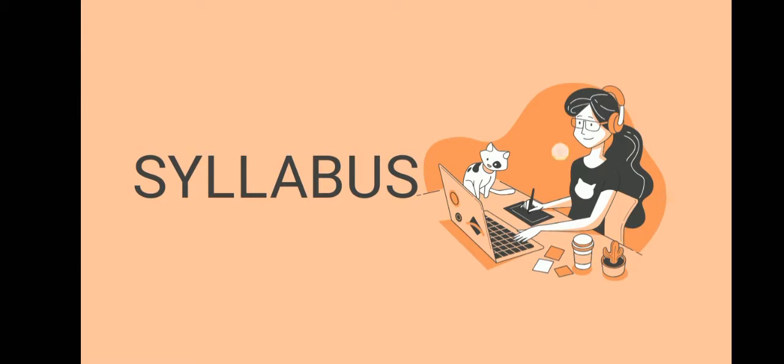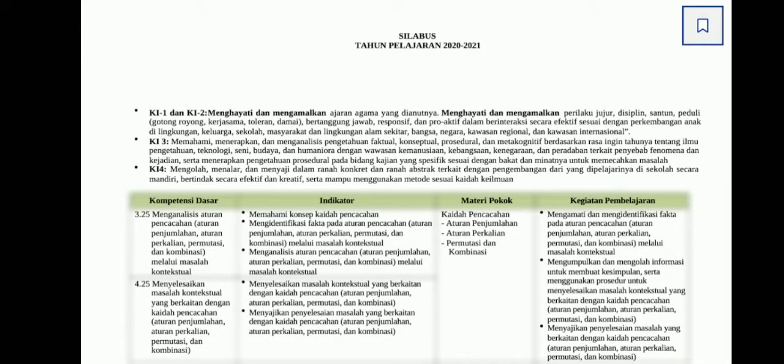In this syllabus, there are 4 core competencies. On basic competencies, there are 2 points, namely analyzing the topic about enumeration, permutation, and combination. We can see here there are 5 indicators obtained from basic competencies. As for the basic material that we must achieve on this topic, namely the addition rule, the rule of multiplication, permutation, and combination. And in the syllabus, there are 2 learning activities.